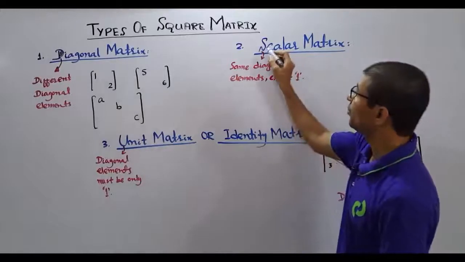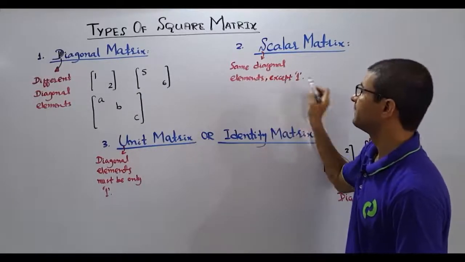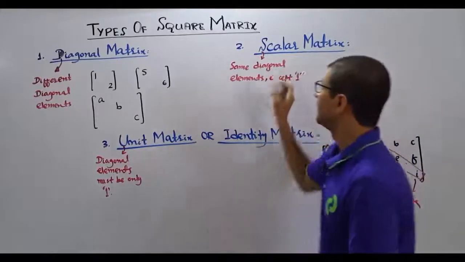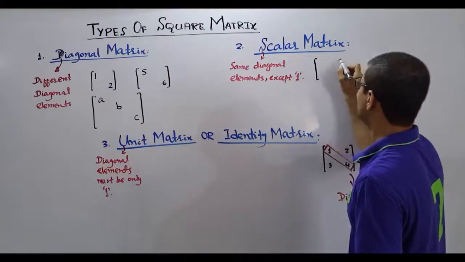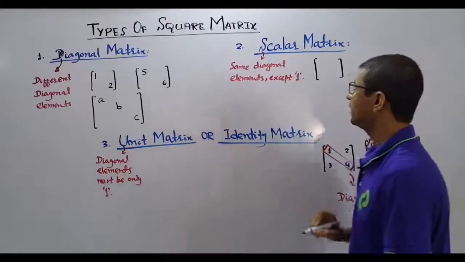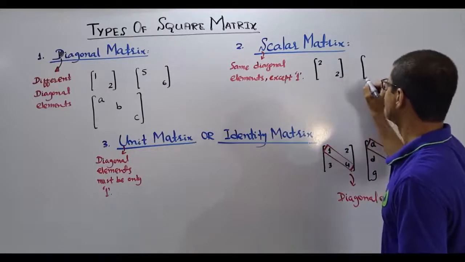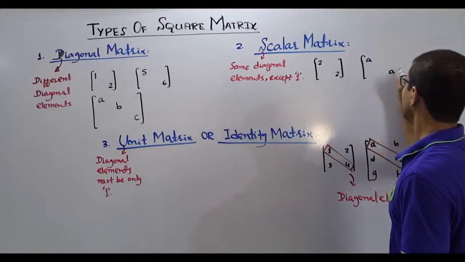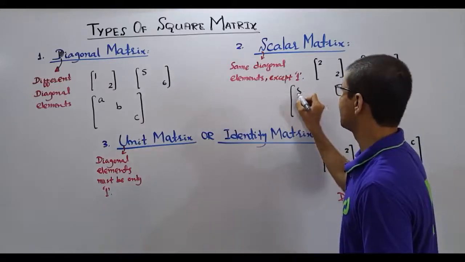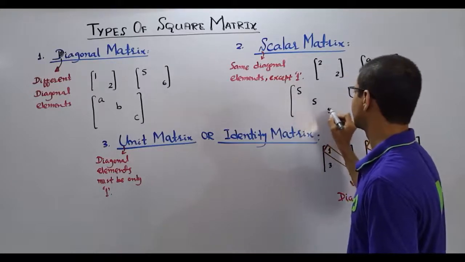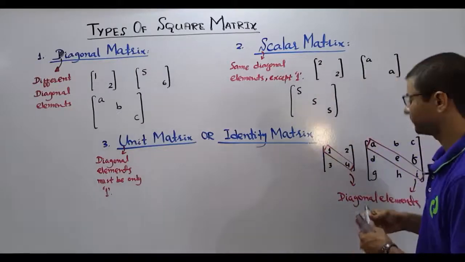If it is a scalar matrix, the diagonal elements are the same but not 1. Same means 2, 2, same means 5, 5. Let's suppose we have a scalar matrix of order 3 by 3.